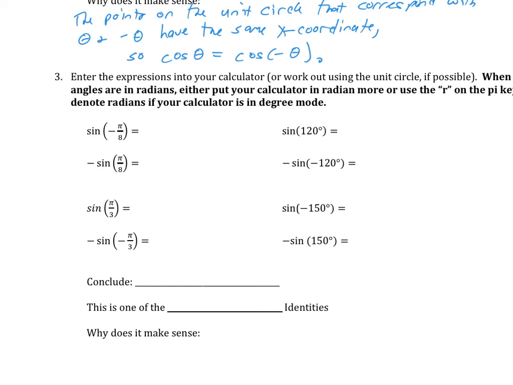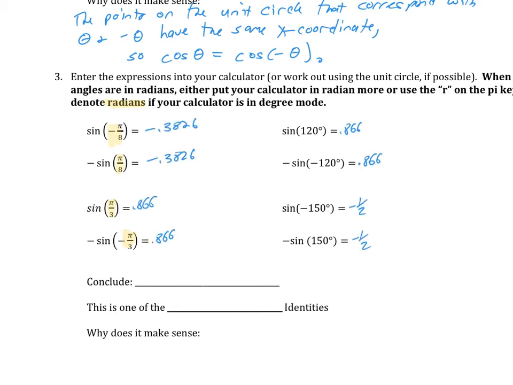Notice that these angles, negative pi over 8, pi over 8, pi over 3, and negative pi over 3, are in radians. So you'll have to put your calculator in radian mode in order to get the appropriate value. So pause the video, do the computations, and then come back.